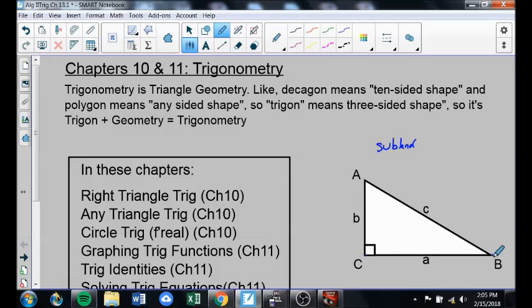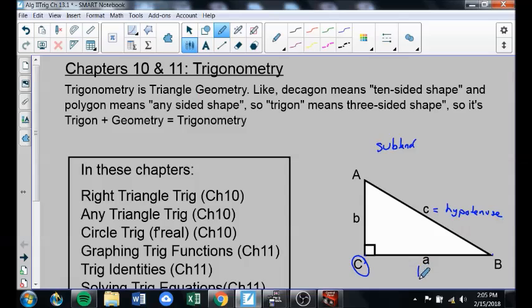In a right triangle, we typically have angle C be the right angle, which makes side C the hypotenuse. And we all wish we were high on hypotenuse, right? See, the longest one. I wish I were high on hypotenuse. Side A and B are the legs. In right triangles, you have a hypotenuse and you have legs.